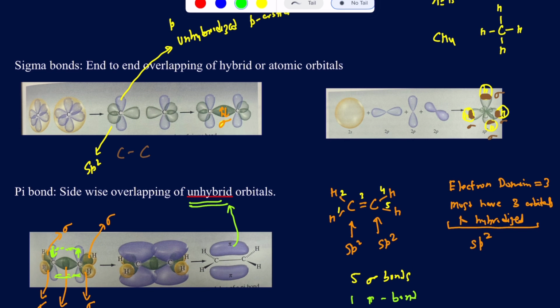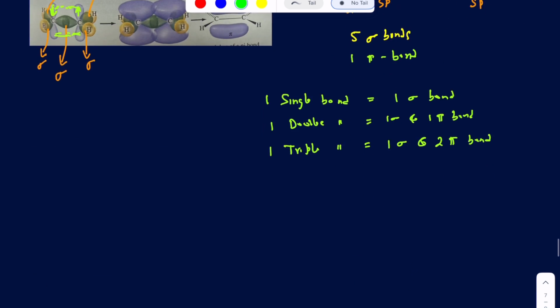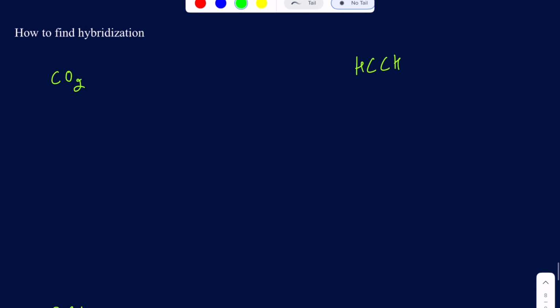The answer is no. You can figure out the hybridizations even from the Lewis structures once you have drawn the Lewis structures. Let me give you a few examples here. Let's talk about CO2. If I go ahead and draw the Lewis structure for CO2, I'm going to do that quickly because this is something that you should know already, how to draw the Lewis structures.